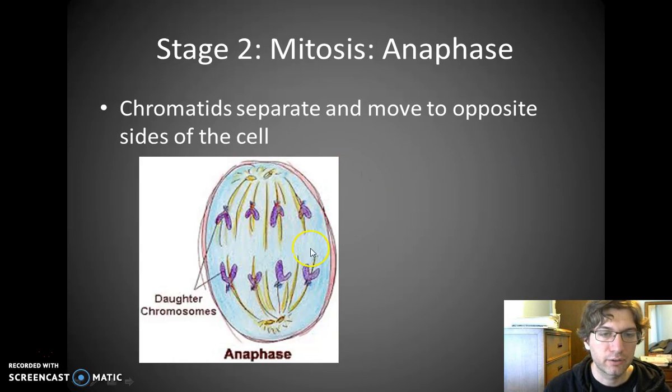So you can see our chromosomes separated. I'm getting two of them. These are called daughter chromosomes. Our cells are going to be produced, our new cells we are going to refer to as daughter cells.